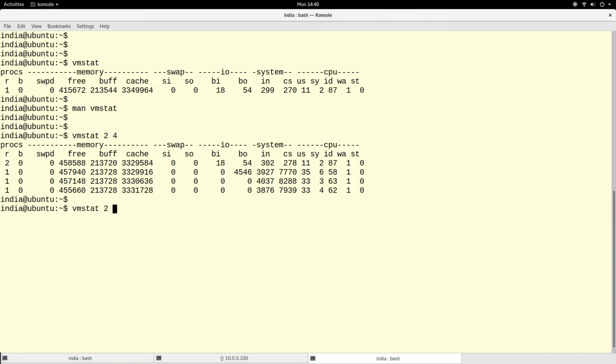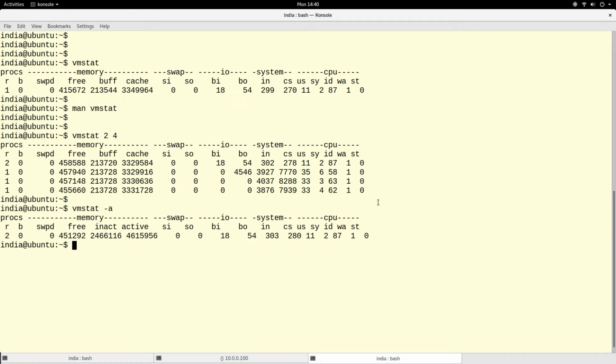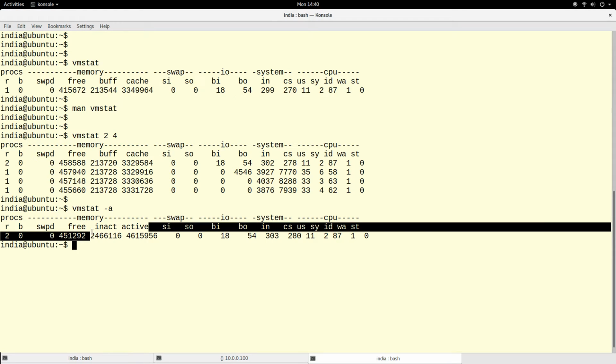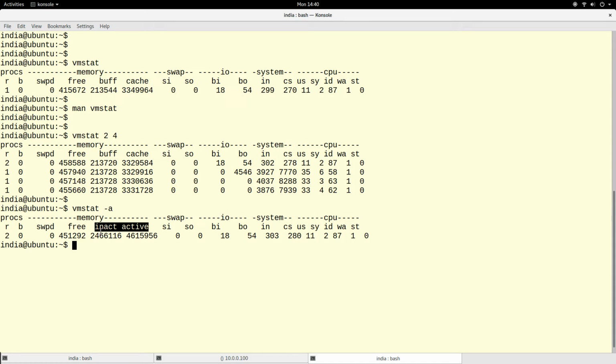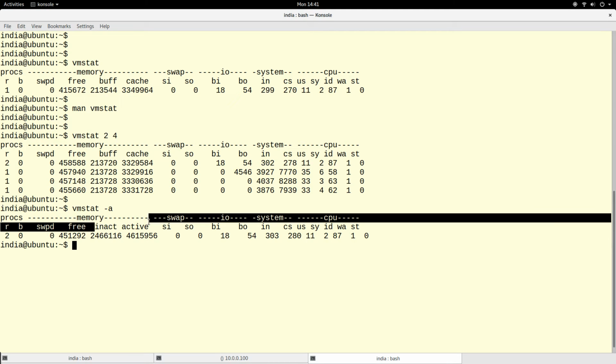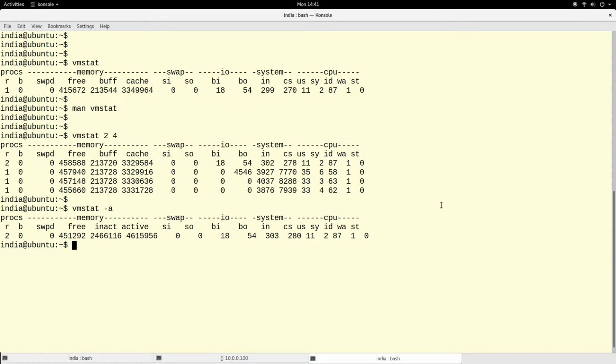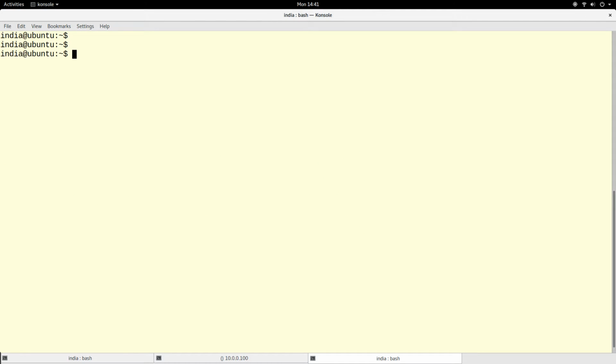Another common flag is dash a. Dash a gives information about active and inactive memory. If you look at the difference, the above gave information about buffer and cache, but this gives information about inactive and active. Those are the three common ways of running vmstat.